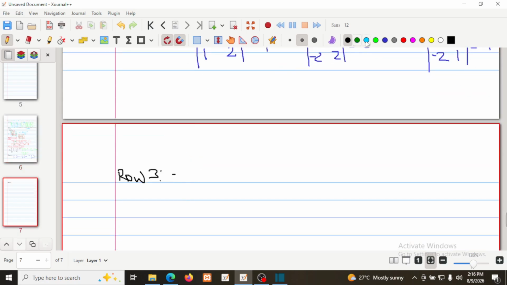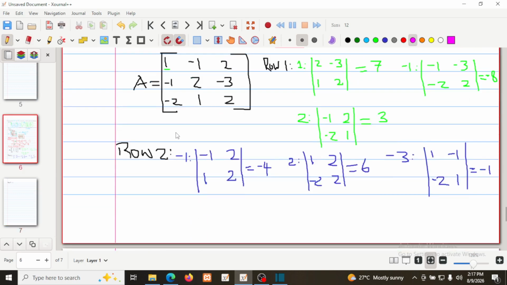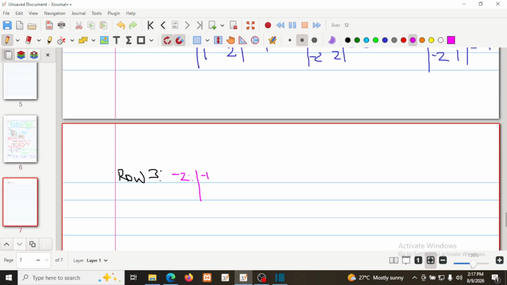So the first element, let me change color. We have negative 2, it will give us which 2 by 2 matrix? Negative 1, 2, 2, negative 3, correct. So this one will give us, leading diagonal is 3, minus 4, this is negative 1.